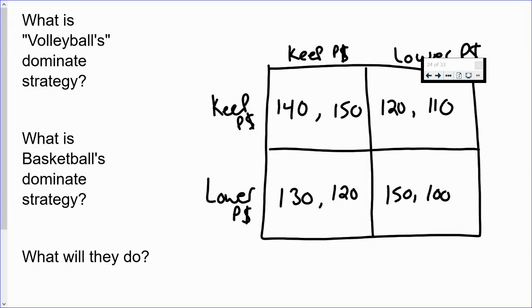Okay, so I have two companies. I have my basketball instructional videos, and I make volleyball instructional videos. So I have my two companies, and I have three questions. What is volleyball's dominant strategy? What is basketball's dominant strategy? Knowing what they do, what are they both going to decide to do? Either keep or lower their price.